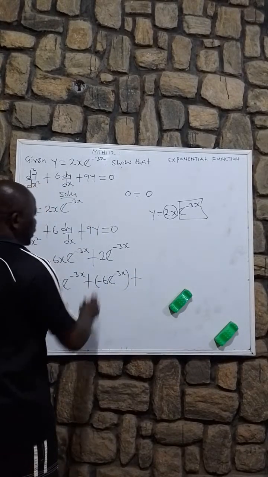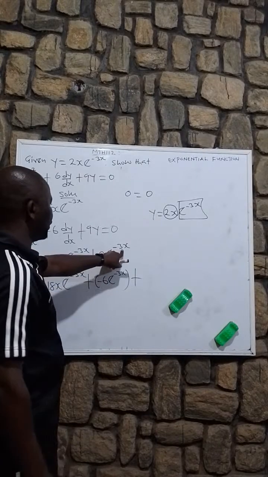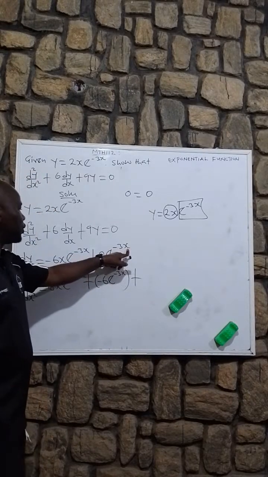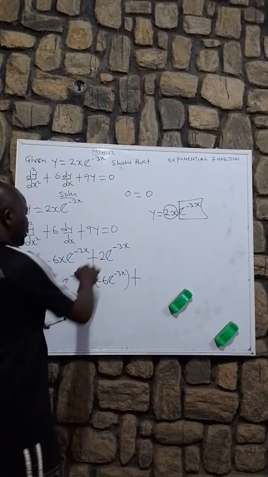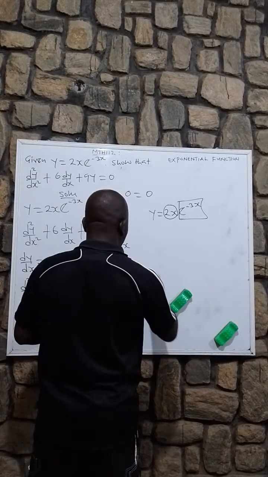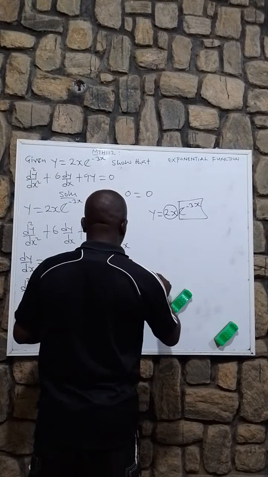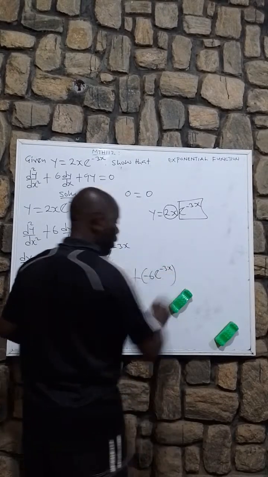Differentiate this, because 2 is a constant, so differentiate minus 3x. Mind you, if you differentiate minus 3x, you are going to have minus 3. You need to multiply 2 exponential this, you have minus 6 exponential minus 3x. Am I right?